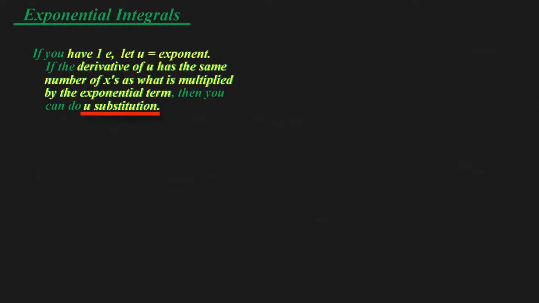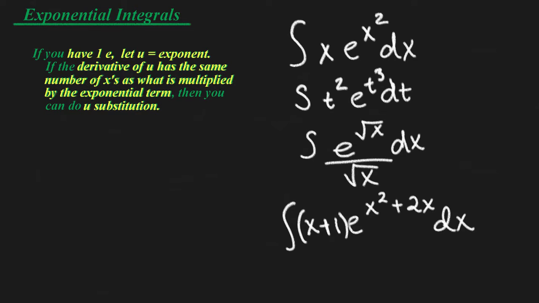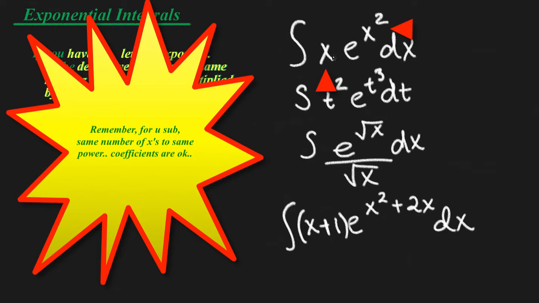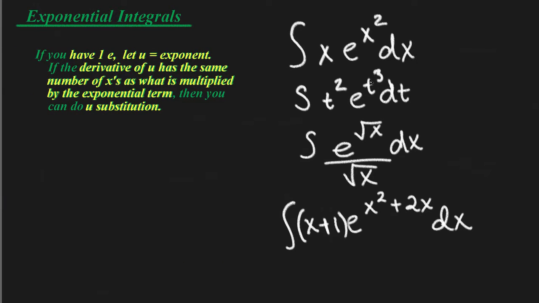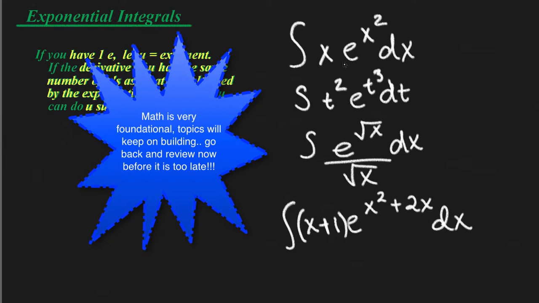For example, if we were to look at these problems here, you should be able to see that the derivative of x squared is 2x. Here I have an x term. I don't care about the coefficients, I just care that I have the same number of x's to the same power. Derivative of t cubed is t squared. Derivative of square root of x is 1/2 x to the negative 1/2, which brings it to the bottom. So all these you can do u substitution by letting u equal that exponent right there, and then the du should cancel.